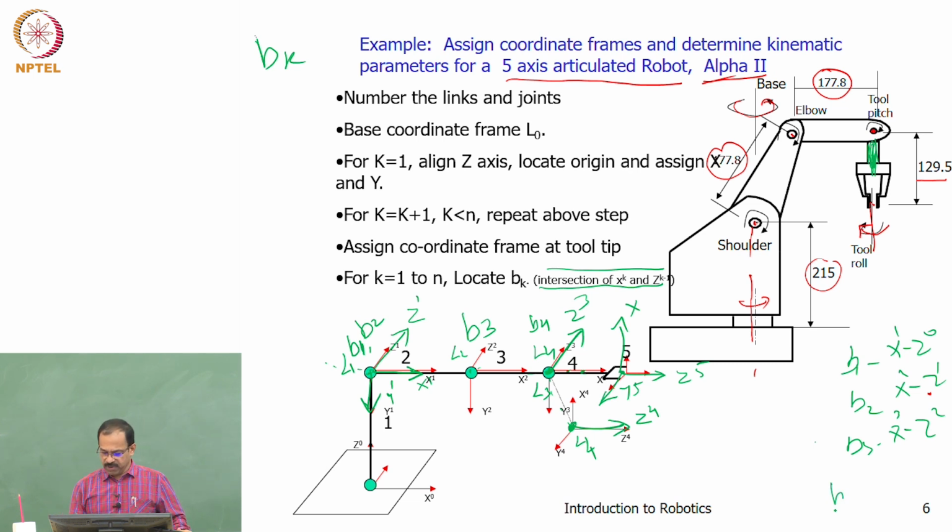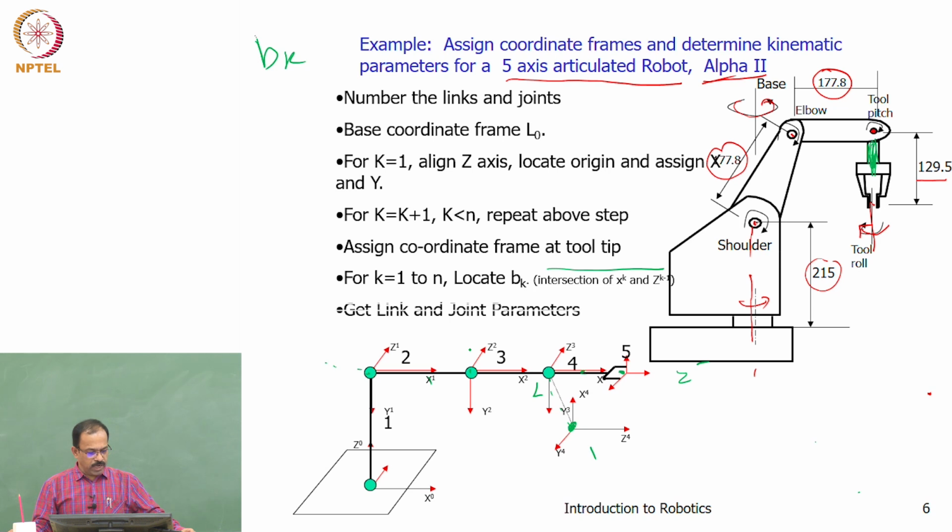B5. What is B5? X5 and Z4. Where will they intersect? This is X5. X5 and Z4, where do they intersect? So you have B5 here. Okay, so we have B1, B2, B3, B4 and B5.